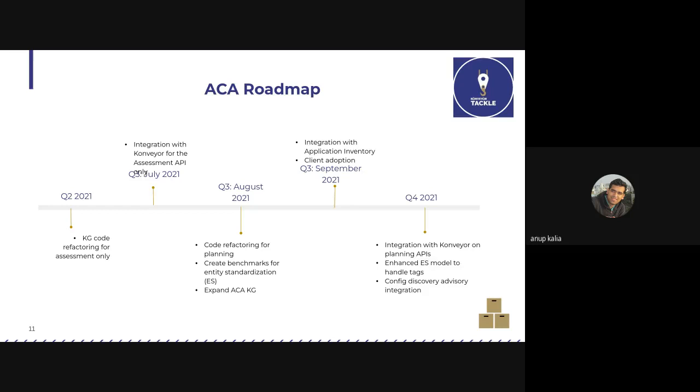And then followed by that, once we release that, I think this part of the release will include only the entity standardization part, which basically translates the tags to respective named entities mapped to the existing KG in the ACA. But followed by that, we will do the refactoring for the planning, which is basically mapping the application to respective containers. So that will be followed by this activity.